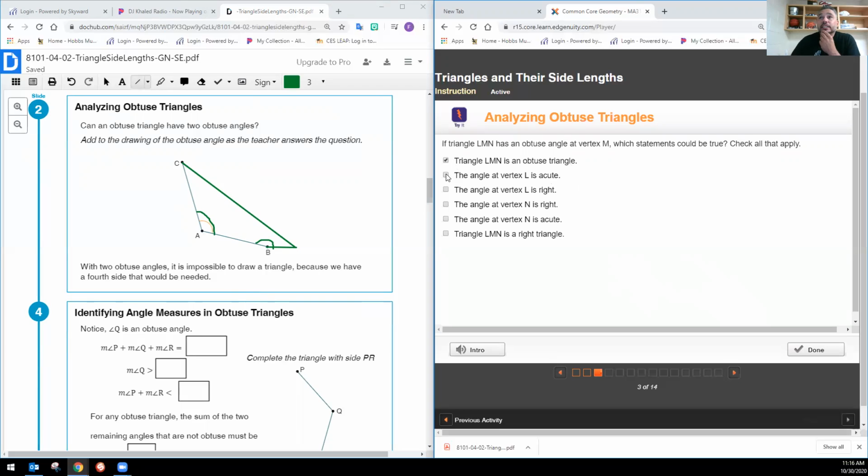Nope, it's not an acute. Well, I'm gonna try that one because acute means that it's smaller. So it's not saying that it's an acute triangle, but it is saying that it's an acute angle. So I'm gonna leave that one.